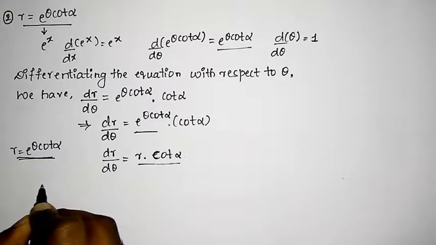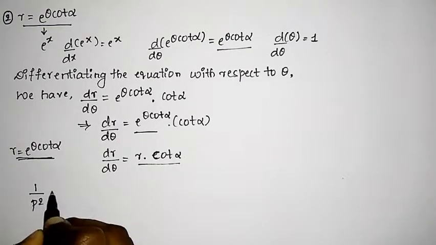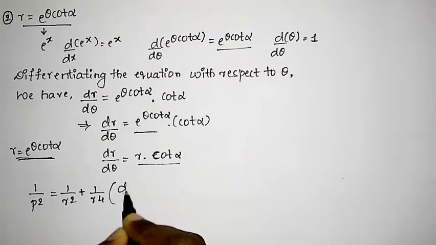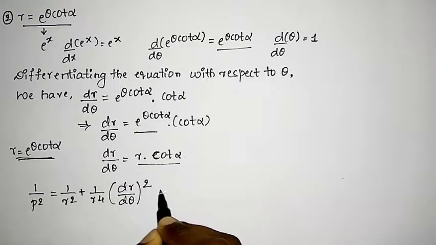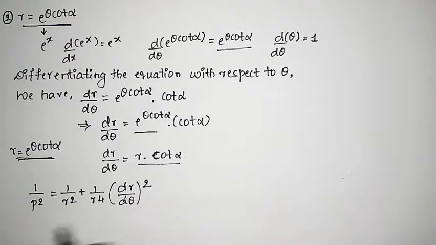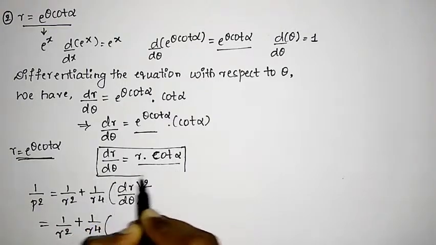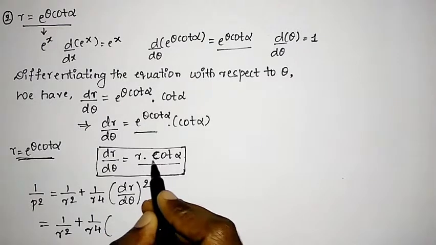Now we have discussed the theorem, so we shall apply that theorem to obtain the pedal equation: 1 by p square is equal to 1 divided by r square plus 1 divided by r raised to 4 into dr upon d theta the whole square. By using this polar equation, we can obtain the pedal equation. So what is dr upon d theta? It is r into cot alpha. Just substitute dr by d theta is equal to r into cot alpha.